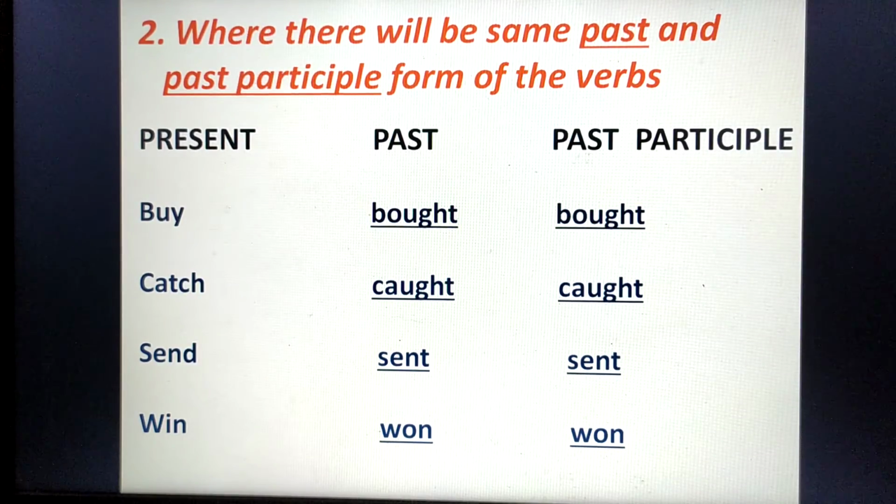Next we have where the past and past participle forms of the verbs are the same. You can see here the present form is different, the base form is different, but the past and past participle are the same. Buy, bought, bought; catch, caught, caught; send, sent, sent; win, won, won.